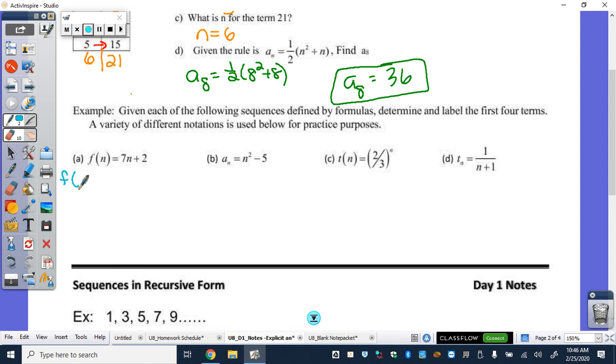So for letter A, we want the first term, so f of 1. So we're going to plug in a 1 for our n. So 7 times 1 plus 2 gives us 9. So our first term is a 9. Second term, plug in a 2. What do we get for our second term? 16.